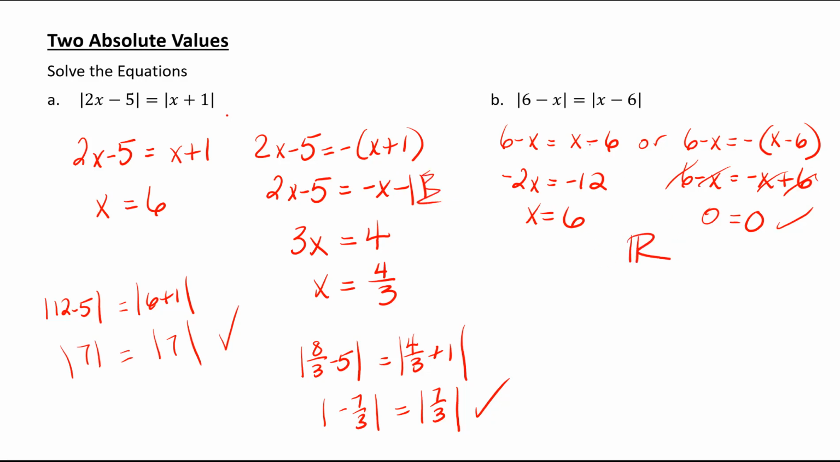The real numbers. Because, and you can try it. 6 minus 1 is 5. 1 minus 6 is negative 5. 6 minus 2 is 4. 2 minus 6 is negative 4. So any number you put in there, you're going to get the same absolute value on both sides.